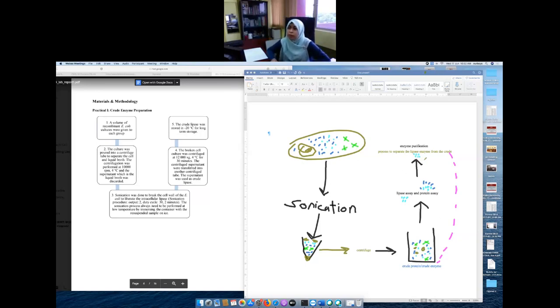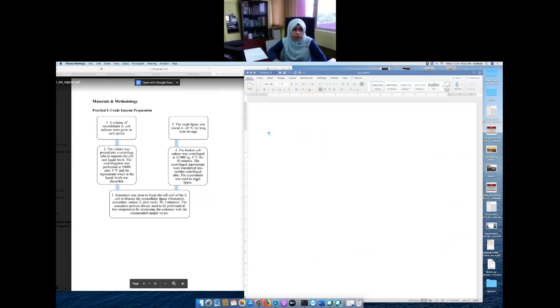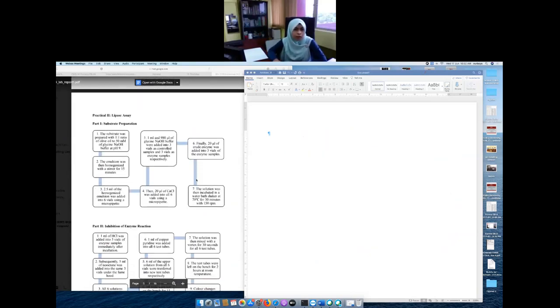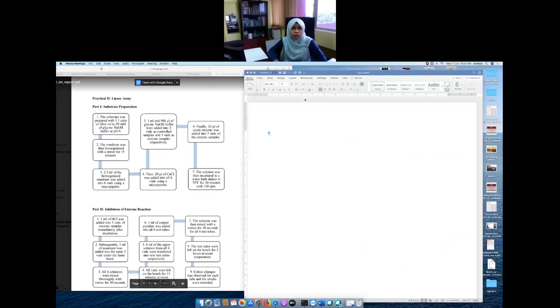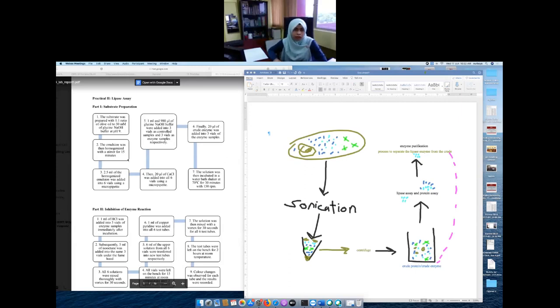Before we start doing the enzyme purification, we need to detect the presence of this. This is more important. So what we need to do here is the lipase assay. So this is one first. This is what you have done.